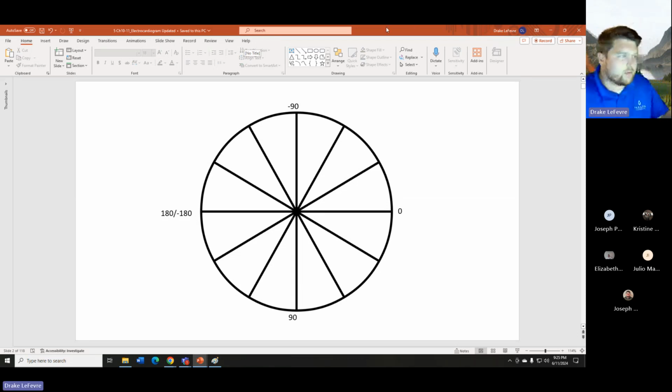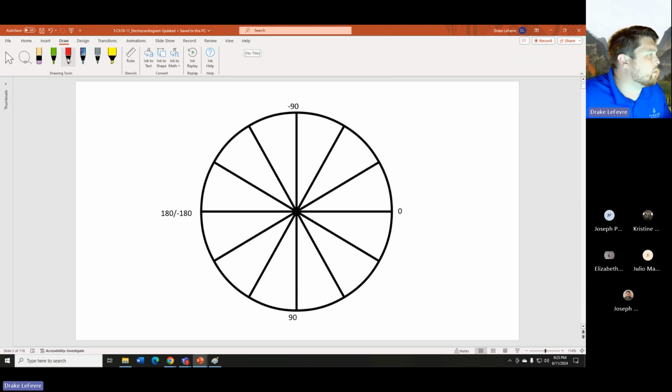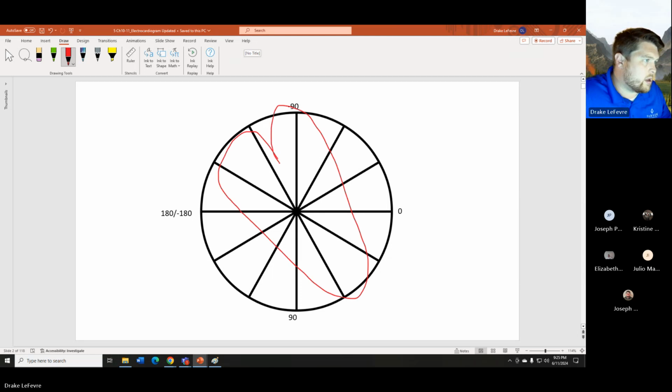So what I want you to imagine is that we're placing the heart in this. Here's our heart. In general, the electrical wave from the SA node, AV node, down the branches is in this direction. Does that seem fair?